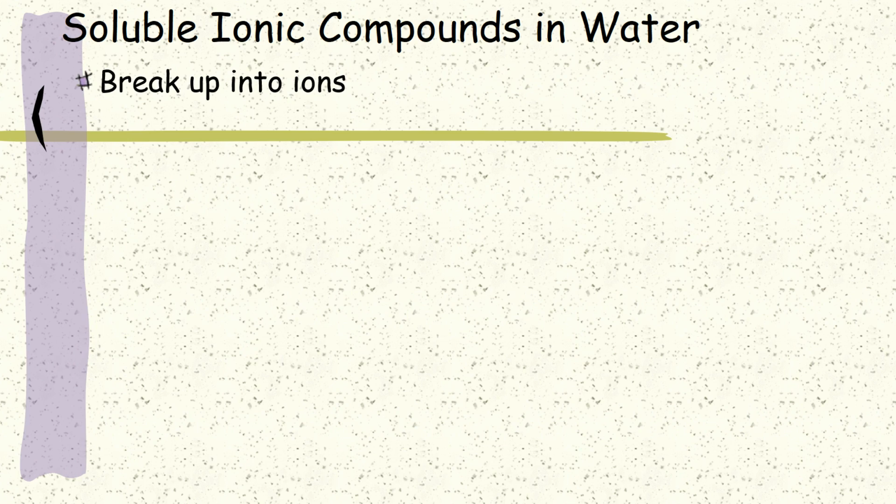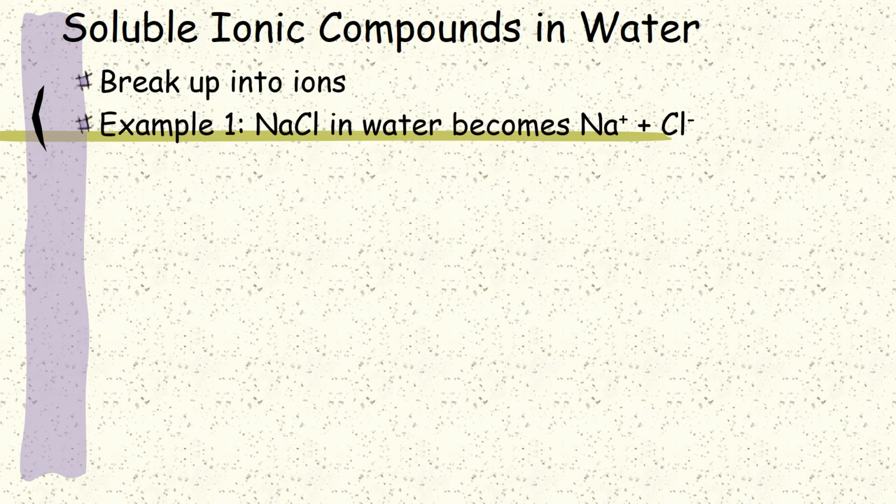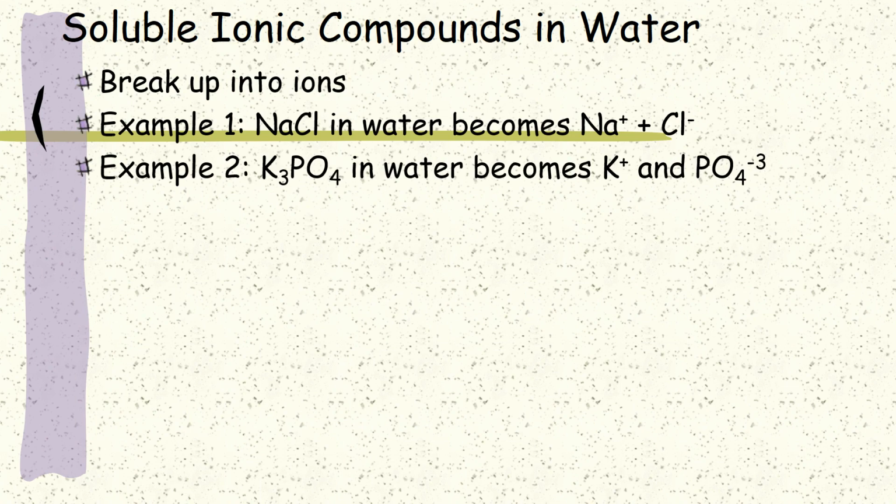So that word dissociate just means to break apart or separate. So when we're looking at soluble ionic compounds in water, they're going to break up into their ions. If I have my most common ionic compound example, which is sodium chloride, when I put that in a container of water, it's going to become a sodium ion and a chloride ion. If I were to put potassium phosphate, which is another soluble ionic compound, in water, it's going to separate into 3 potassium ions and 1 phosphate ion.